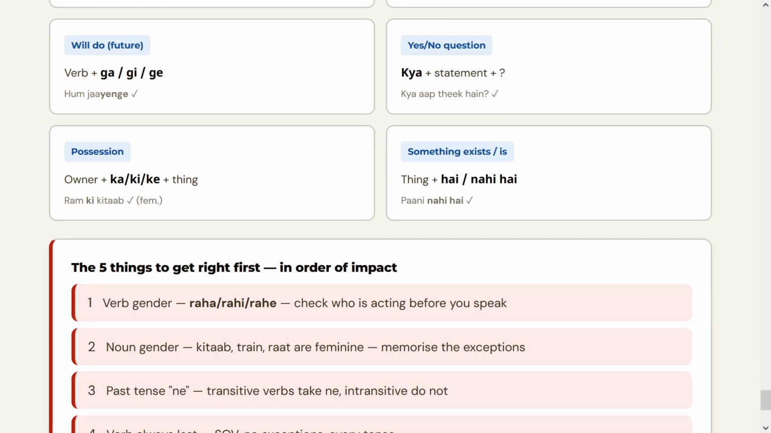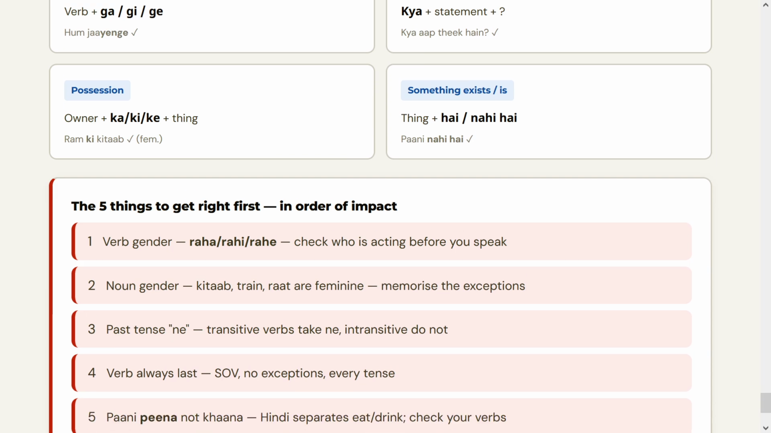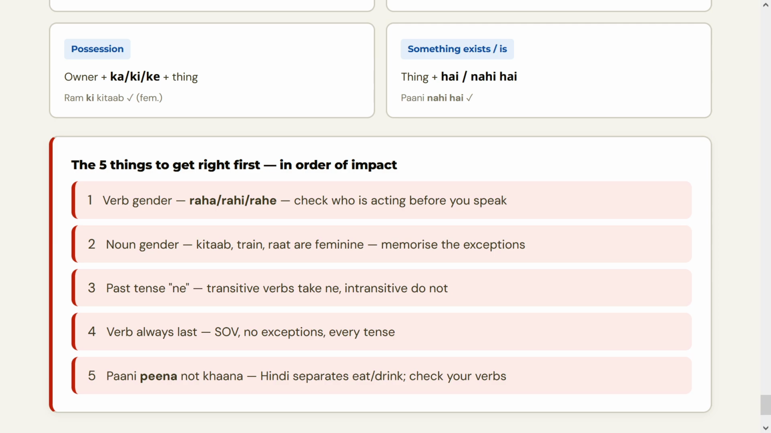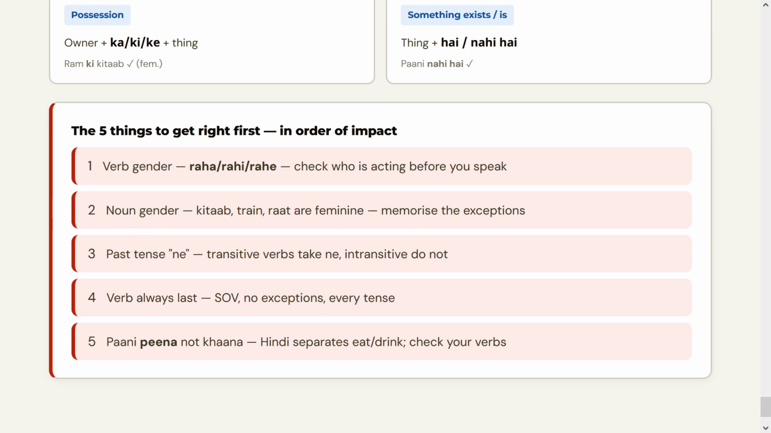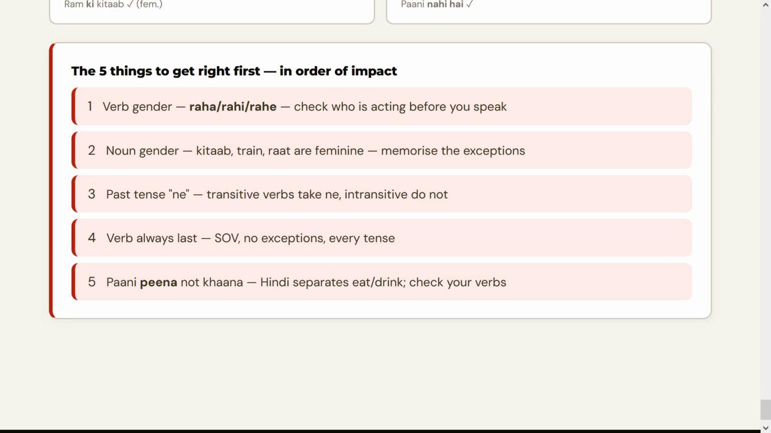And the 5 things to get right before anything else, in order of how much impact they have on being understood. 1. Verb gender, raha or rahi, not raha for everyone. 2. Noun gender, kitaab, train, raat are feminine. 3. Past tense. If there is an object, ne goes in. 4. Verb always last. Build the sentence, close it with the verb. 5. Pani pina, not khana. Hindi separates it from drink. These 5 solid will make your Hindi sound immediately more natural.